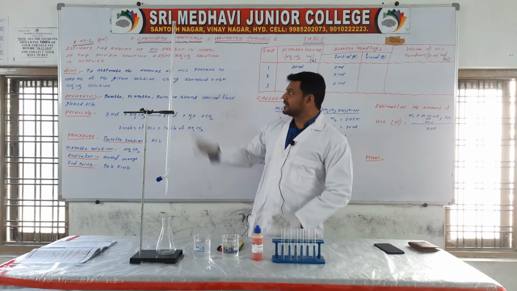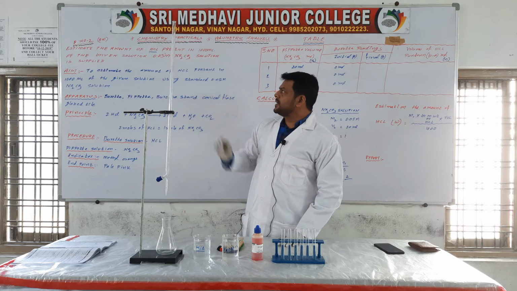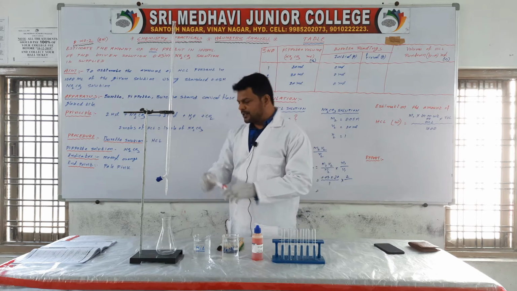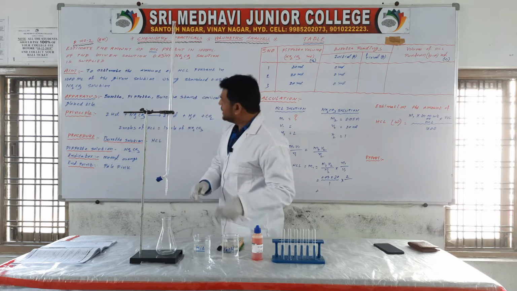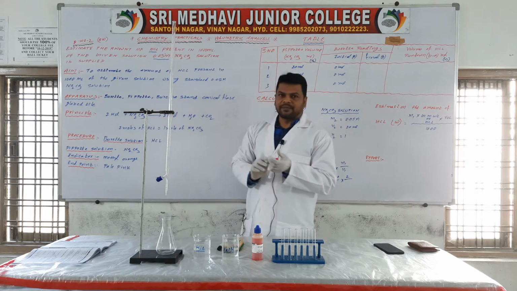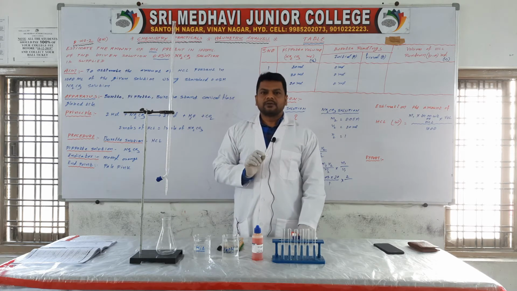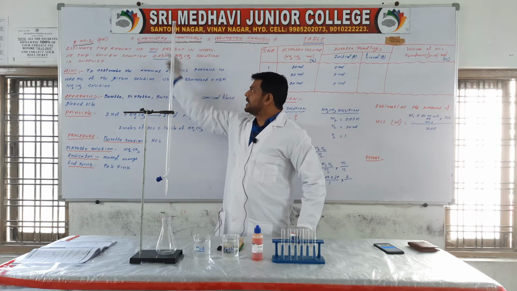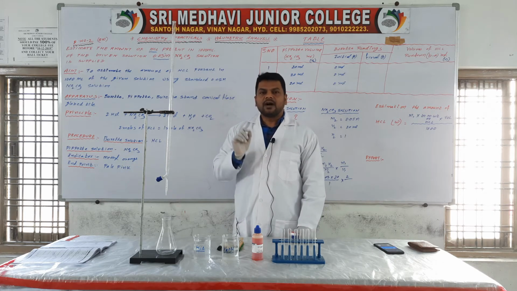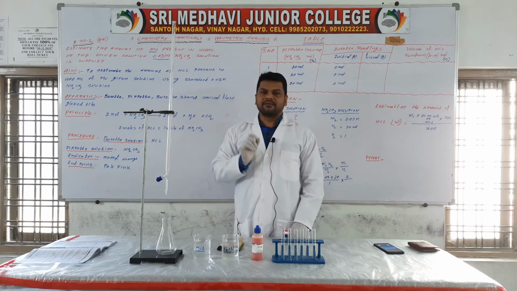See students, here the question is given like this: estimate the amount of HCl present in 1000 ml of the given solution. 0.05 molar sodium carbonate solution is supplied. So it belongs to acid base titration. Acid is HCl and base is sodium carbonate. So we have to estimate the weight of HCl present in 1000 ml of the given solution.